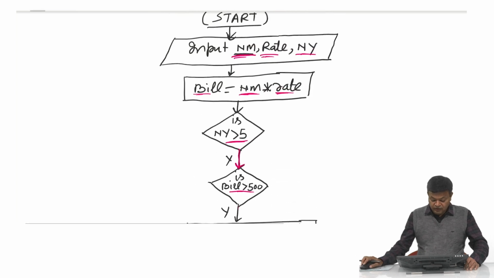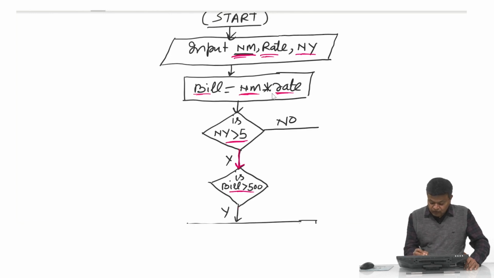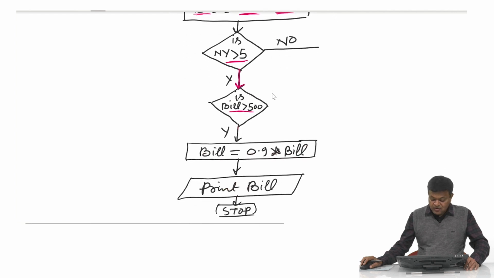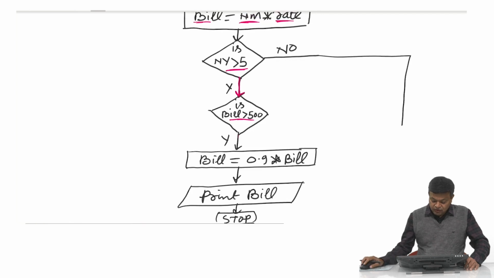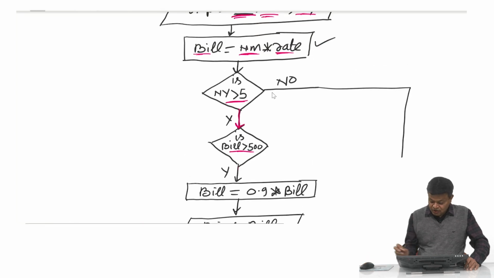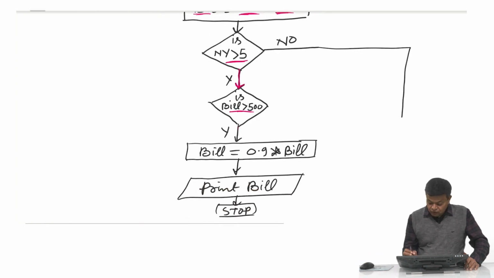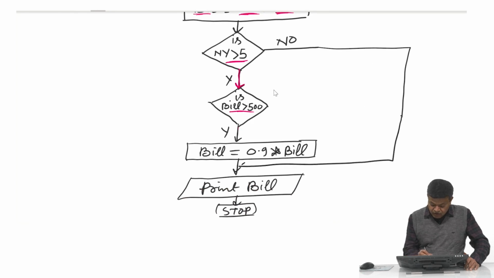Is number of years greater than 5? If number of years is not greater than 5, then are we getting any discount? No. Then I am not getting any discount. It means whatever bill I have calculated here, only that holds good. So I will bypass this discount and come directly there.